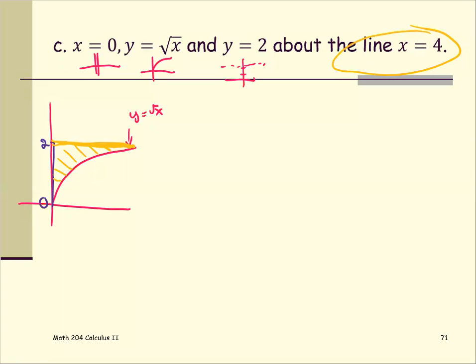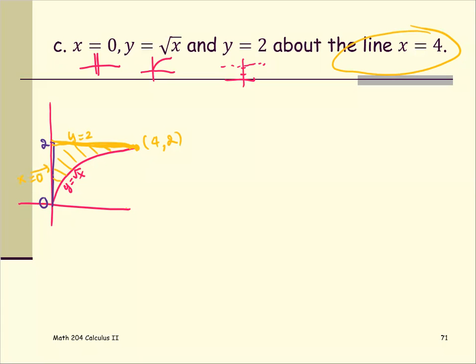This problem indicates the line x equals 4 as the axis of revolution. If x equals 4, you plug it into y equals square root x. The ordered pair here is going to be (4, 2). It's right at the intersection point of the line y equals 2 and the curve y equals square root x. Rewrite this. This one is square root x, this is the line y equals 2, and this one is the line x equals 0.